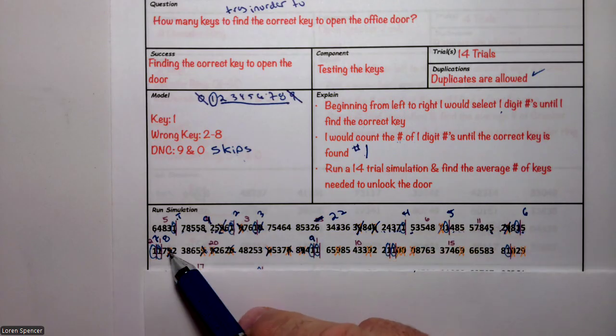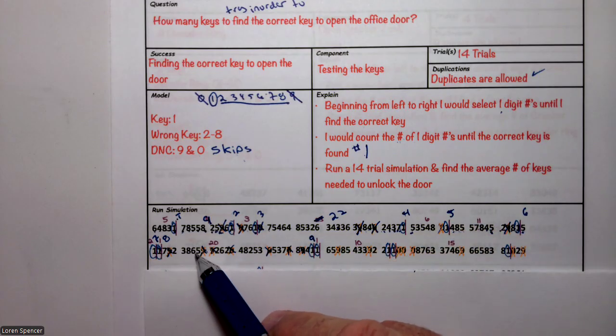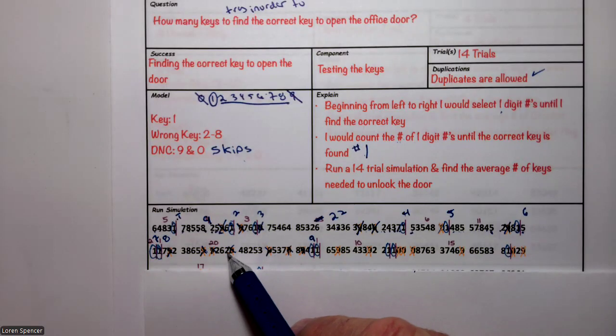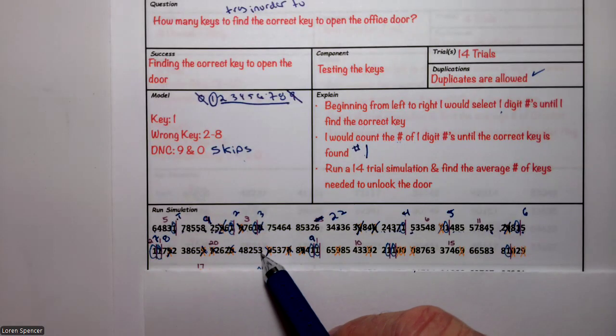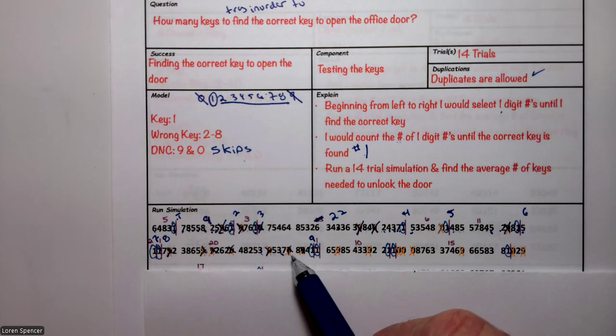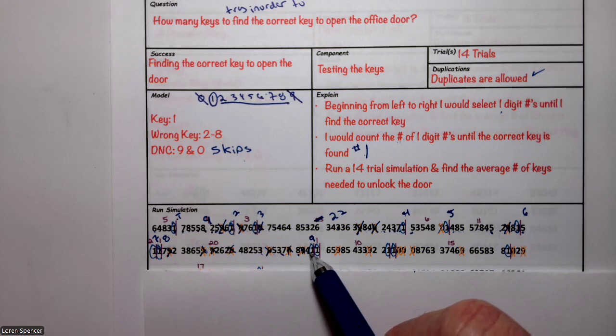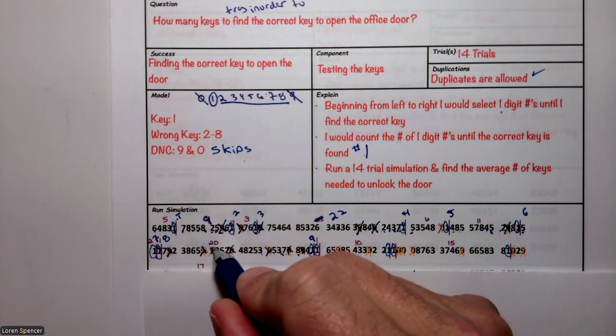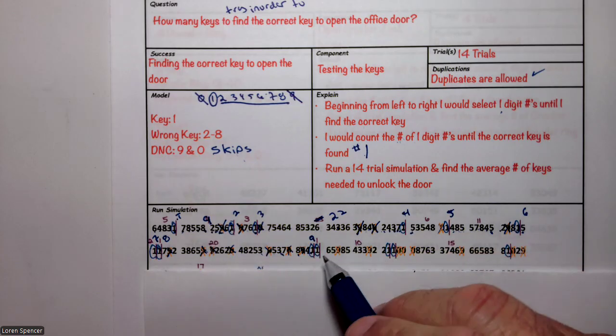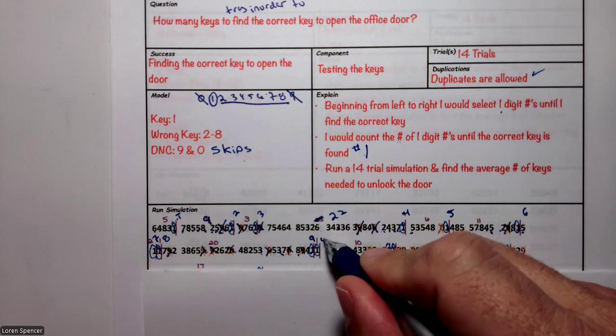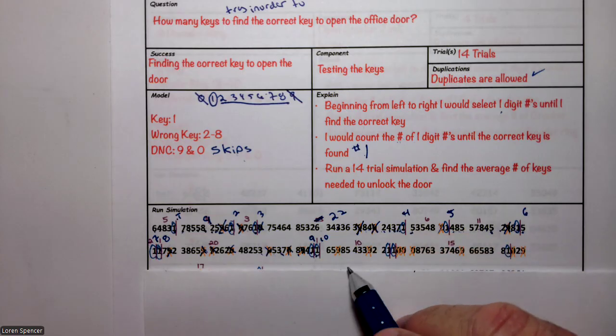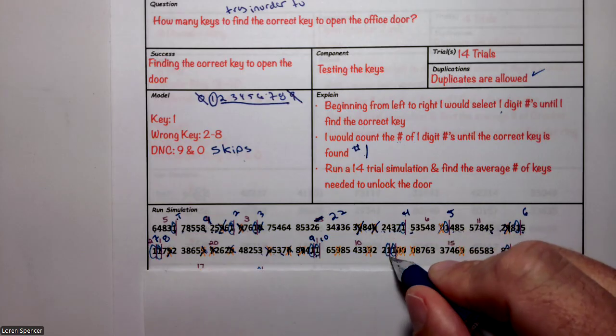Let's count our numbers. 1, 2, 3, 4, 5, 6, 7, 8, 9, 10, 11, 12, 13, 14, 15, 16, 17, 18, 19, 20 keys. So I had to try 20 keys for trial 9. Trial 10, just 1 key. I'm looking for a 1.